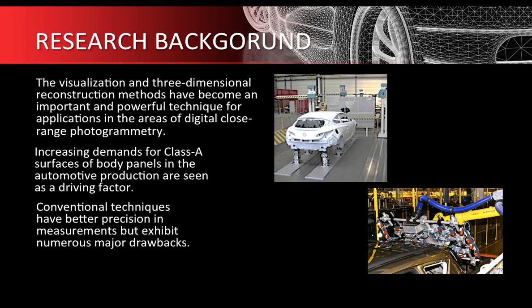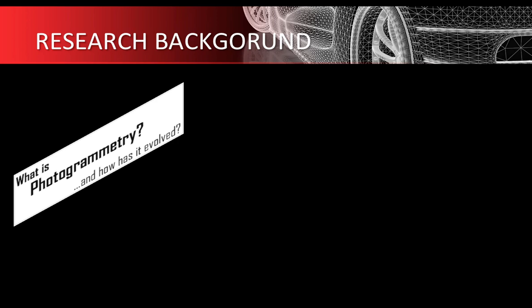Into the research background, increasing demands for Class A surfaces of body panels in the automotive production are seen as a driving factor. Conventional techniques such as Moire projection, triangulation method, 3D laser scanner, and others have better precision in measurements, but they exhibit numerous major drawbacks. What are photogrammetry methods then? Photogrammetry is an engineering code of practice that has spread by the revolution of computer science. Therefore, the drastic increment in the computer utilization has heavily influenced the photogrammetry application.